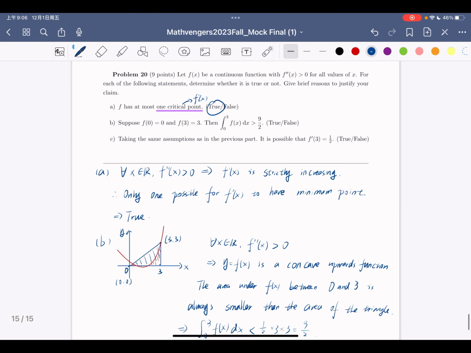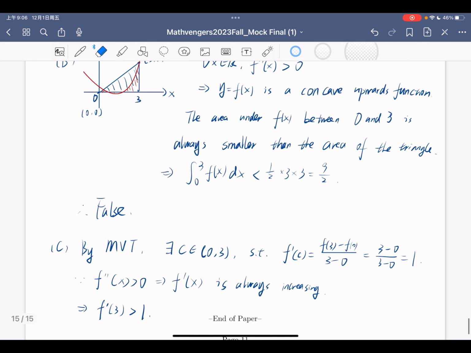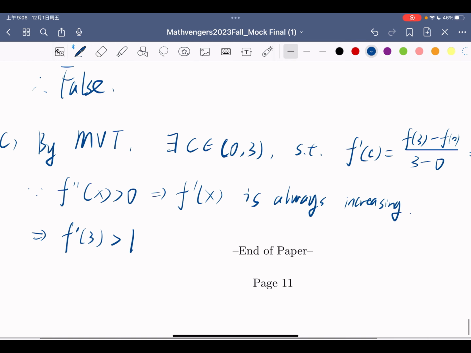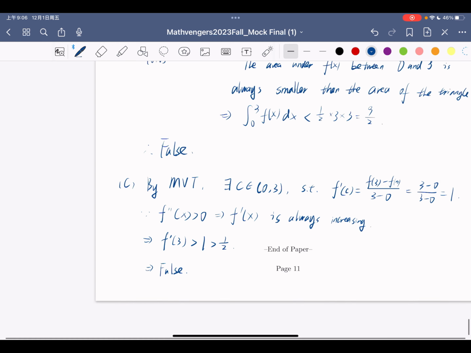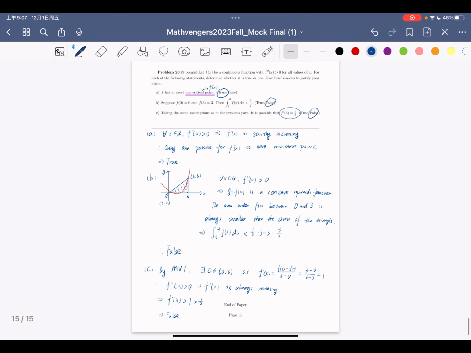But the statement says it's possible to make it equal to 1/2. Since f'(3) is greater than 1, this is not possible. It's false. So the answer is true, false, false for the last problem.